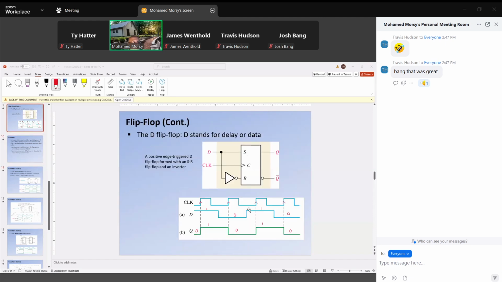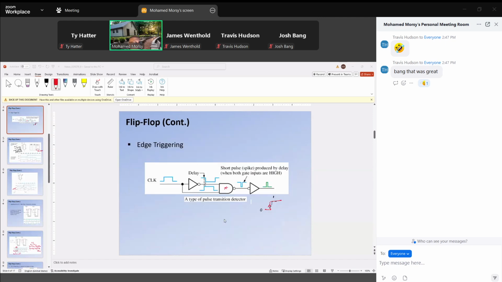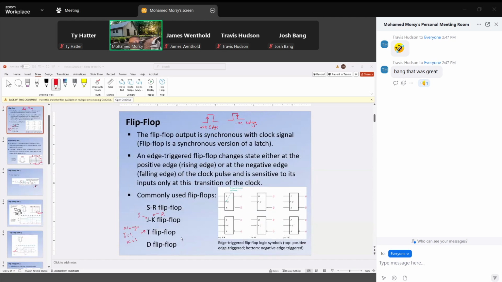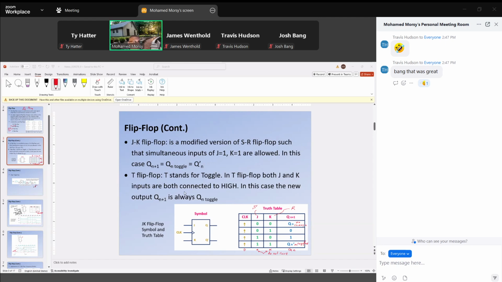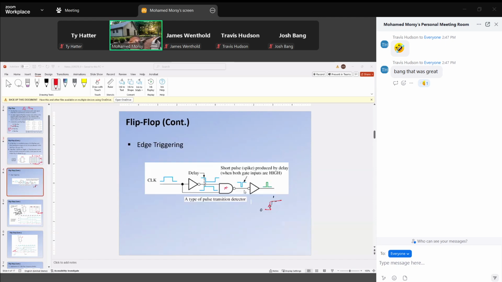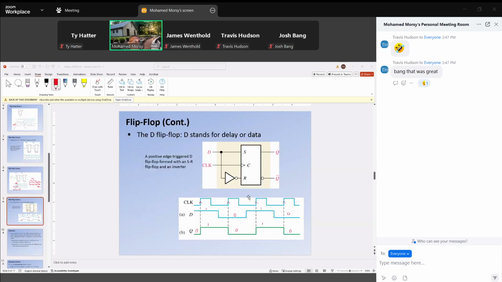We mentioned this here. Do you focus with me, or are you busy with something else? T flip-flop stands for toggle. In this flip-flop, both J and K inputs are connected to high. In this case, the new output QN+1 is always QN toggled. Always. So please focus with me, okay?